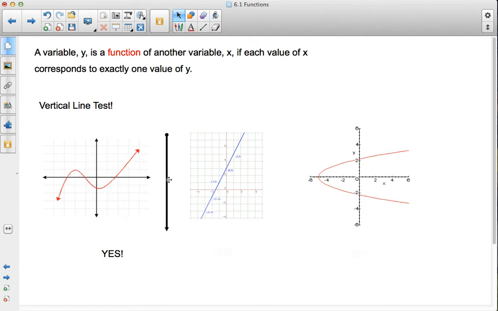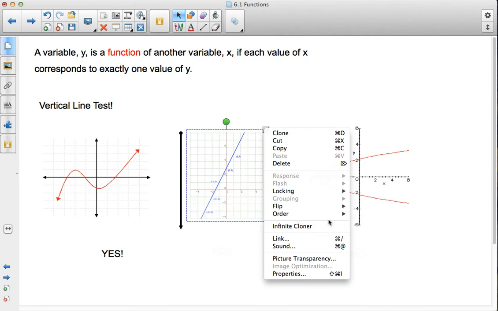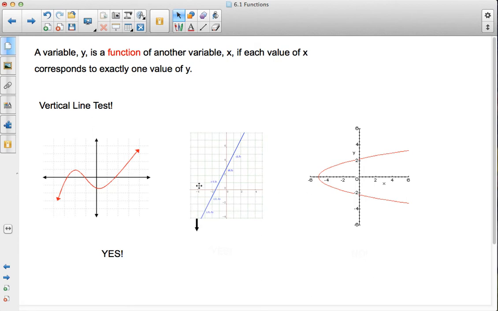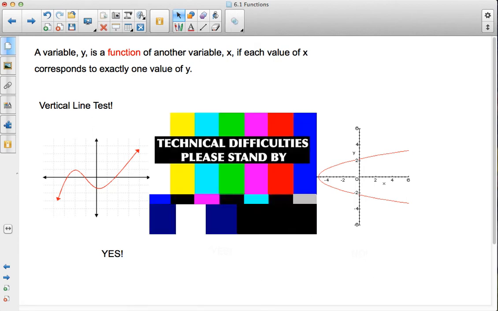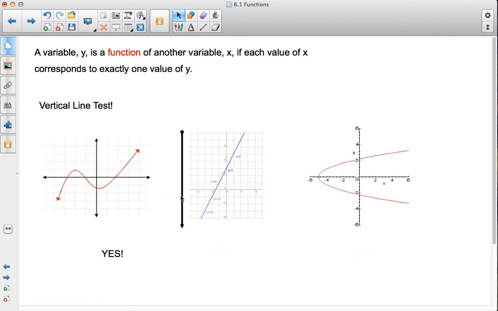If we take a look at the next graph, as I run my pencil, whoa, it went below. Technical difficulty here. All right, here we are with our pencil. Try it again. Here we go. As we run our pencil through the graph, we can see that it is a function because at no point does the pencil touch more than one part of the line.